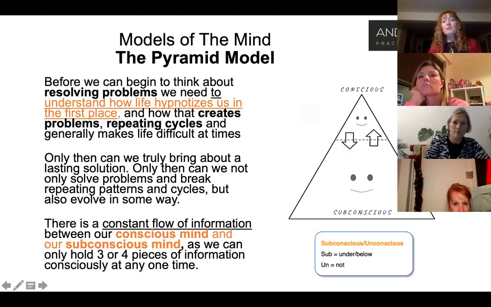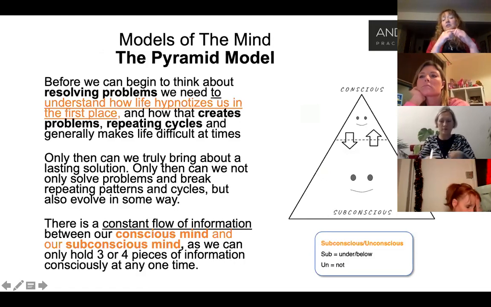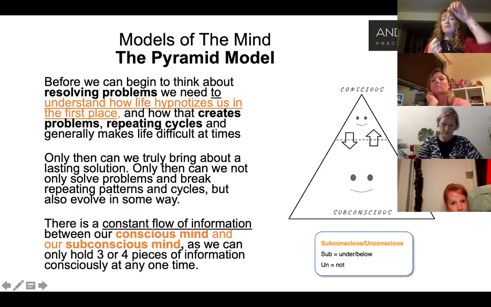Okay, so we've got the pyramid model here. So you can see the similar formula. It's a pyramid instead of an iceberg, so same basic shape. And the idea again is at the tip of that pyramid is our conscious mind. And you can see the two arrows there. So you've got information coming out of the subconscious into the conscious sometimes, and you've got information that comes in going down into the subconscious.